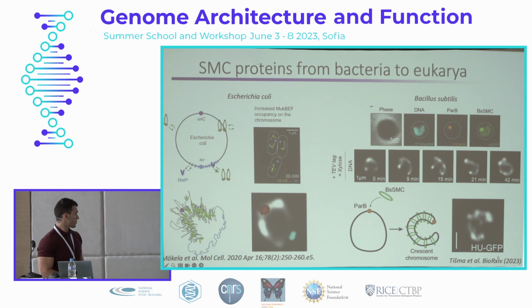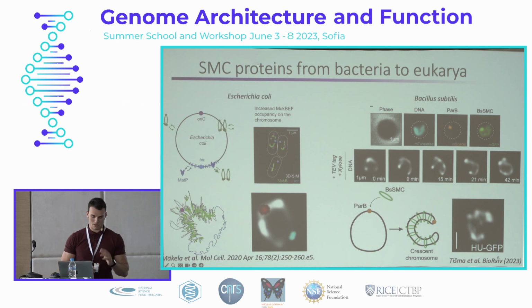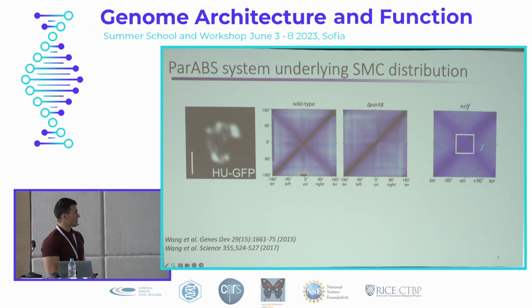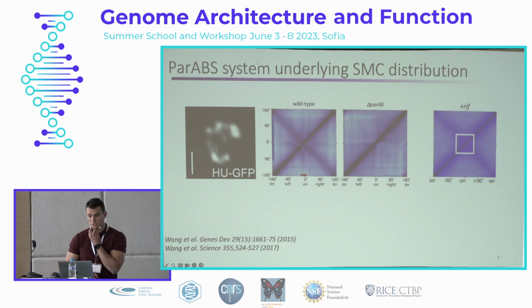Because, as I told you previously, when in E. coli the cells are treated with rifampicin and the transcription stops, the Hi-C map completely loses all its features. In Bacillus, not so much. So when you treat it with rifampicin, the map still resembles the wild-type map. There's still some increased contact frequency near the origin, and there's still the second diagonal here. Only when you delete something called the ParAB locus, these features are removed.